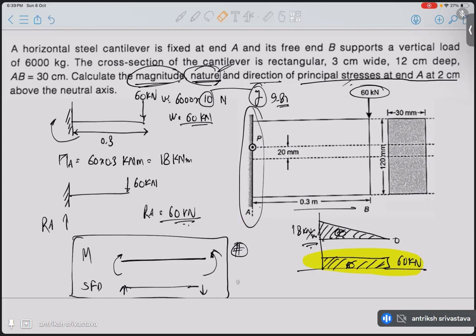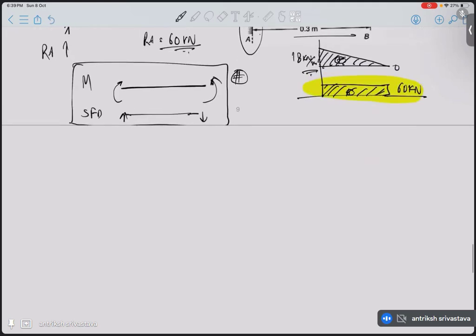Okay, now we have shear force and moment. Now what do we use? What should we use? Let me write here.